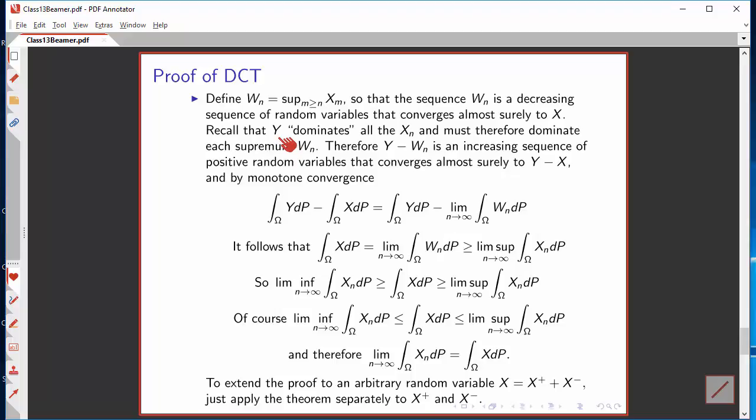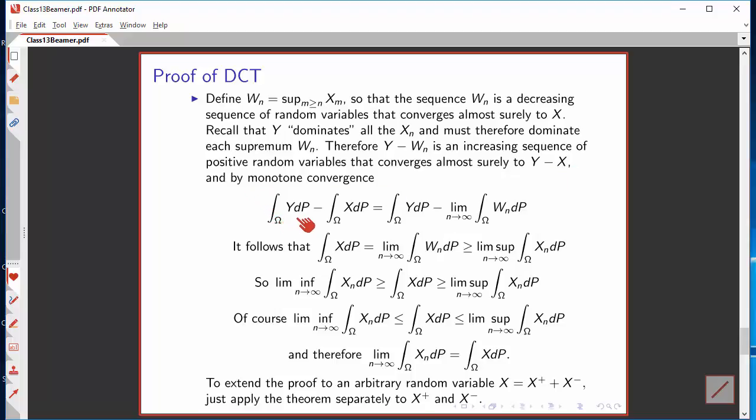Recall that we have, by the hypotheses of the dominated convergence theorem, a random variable y that dominates all the x sub n's. If it dominates the x sub n's, it dominates any supremum, w sub n, and therefore y minus w sub n is positive, and since the w sub n's are a decreasing sequence, this difference is an increasing sequence, and it converges to y minus x. I'm just going to stop saying almost surely.